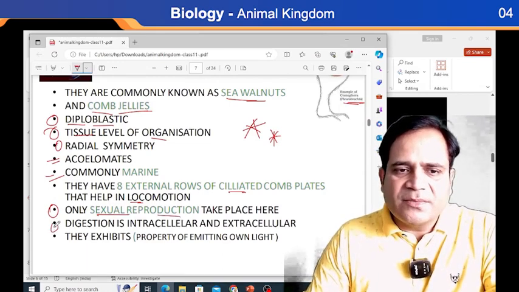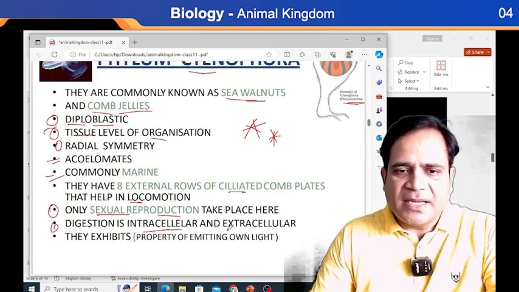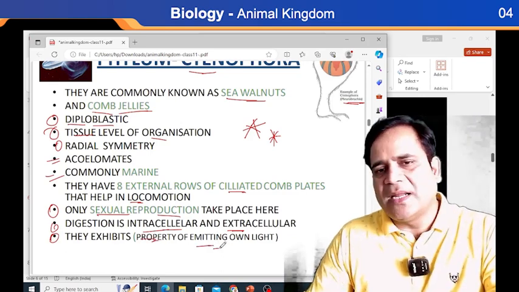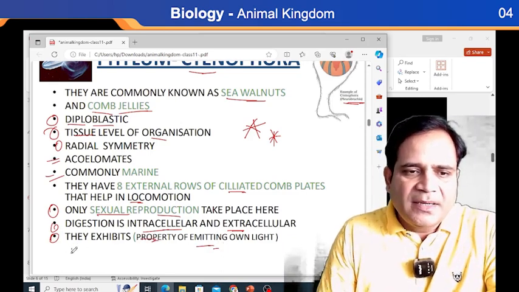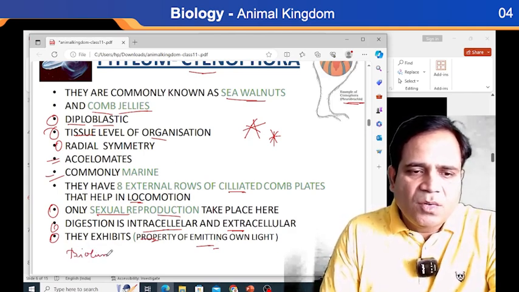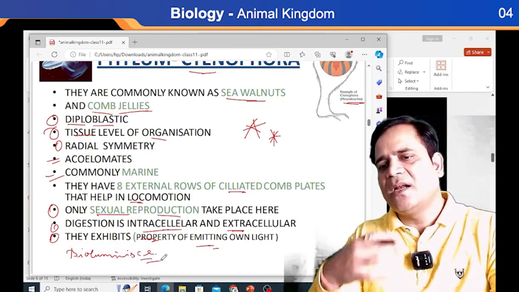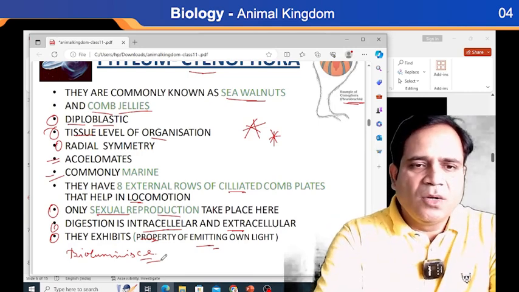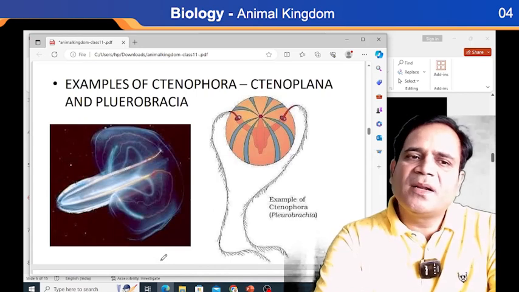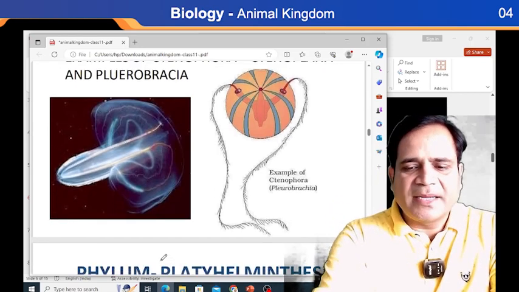Clear? Digestion is intracellular, which means digestion within the body cells, and it is extracellular also. They exhibit the property of emitting their own light. They have the bioluminescence property. Bioluminescence means they have the property to emit their own light. Examples of Ctenophora are Ctenoplana and Pleurobrachia.